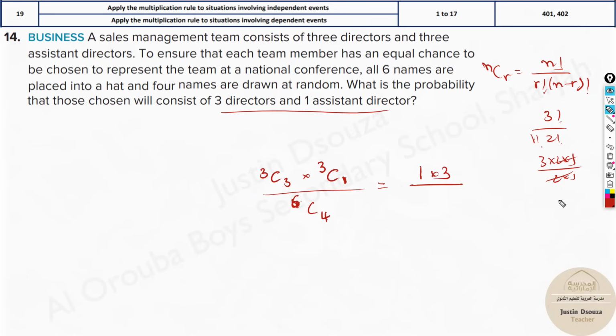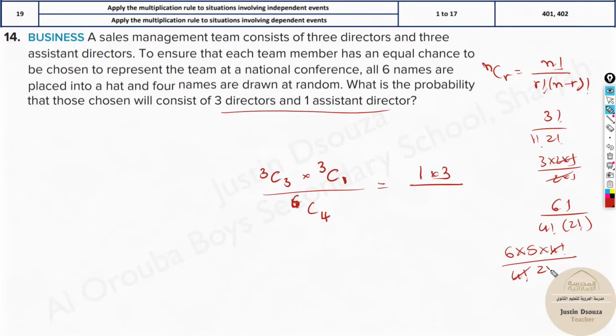Now here you can use the formula. I'll show the calculator method in a minute. So here it'll be 4 factorial into 2 factorial as well. So what happens? 6 times 5 times 4 factorial. And over here we have 4 factorial.